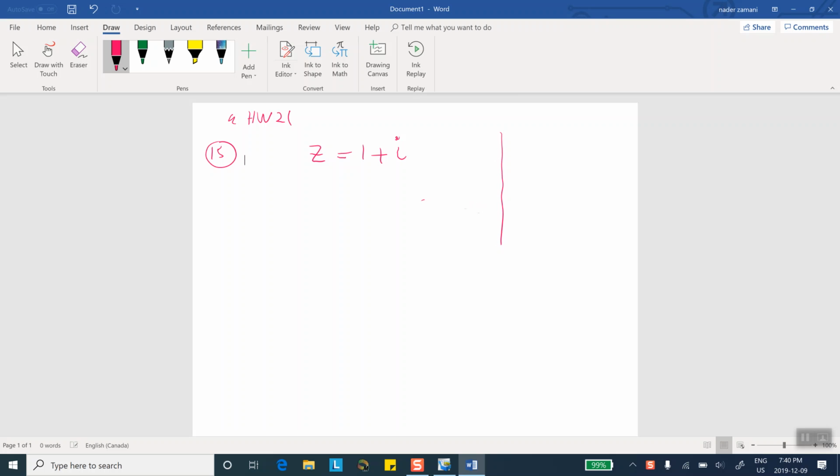First of all, if we put some markers here, this is the real axis. This is the imaginary axis. The real part of this is 1, and the imaginary part is also 1. So there is the complex number z, okay? And then it says, also sketch 2z. Well, 2z is equal to 2 plus 2i, right? So its real part is 2, its imaginary part is 2, and there is the complex number 2z.